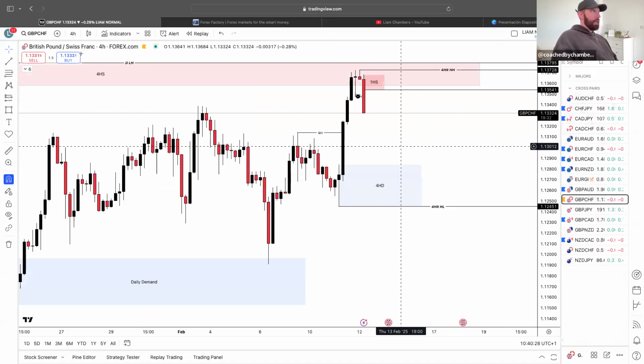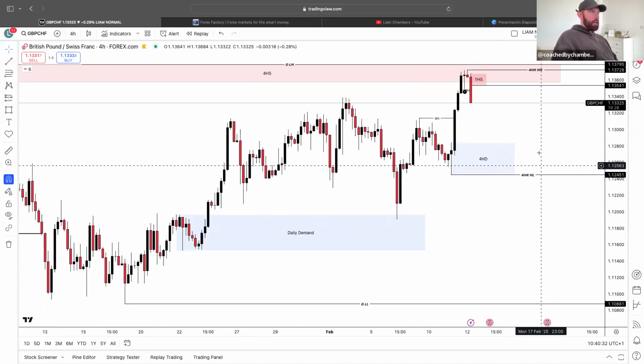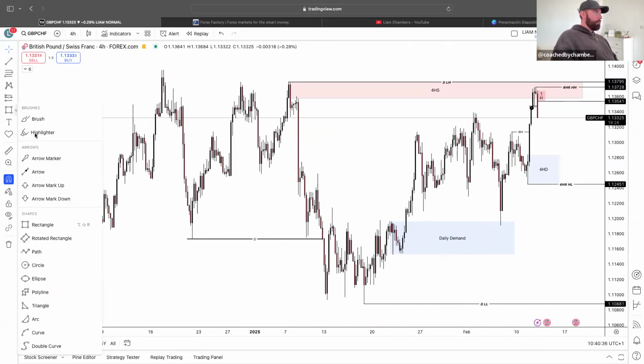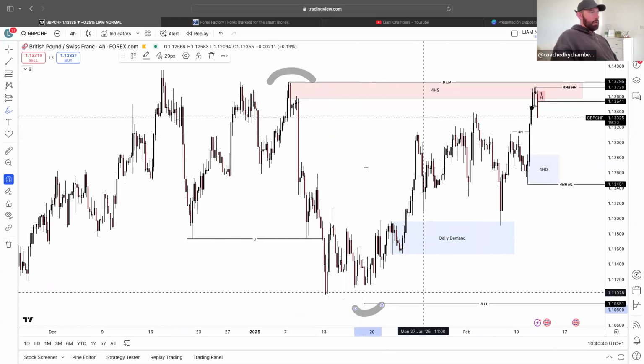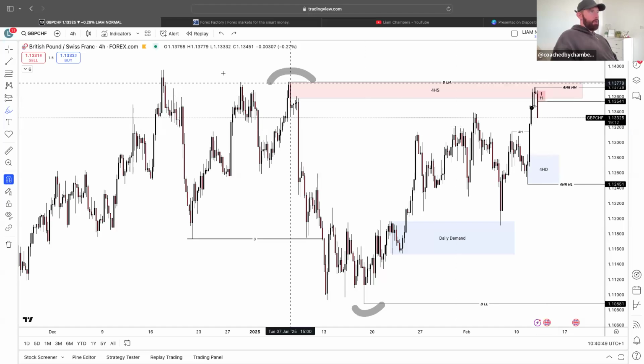GBP CHF is something I like currently right now. If you look at the higher time frame on GBP CHF, you can see that we're in the deepest part of this daily range. So this daily range is from this daily lower high to this daily lower low. Now, as you guys can see, we've got this 4 hour supply, and we've also taken out this liquidity here, and we're reacting from this pretty nicely.